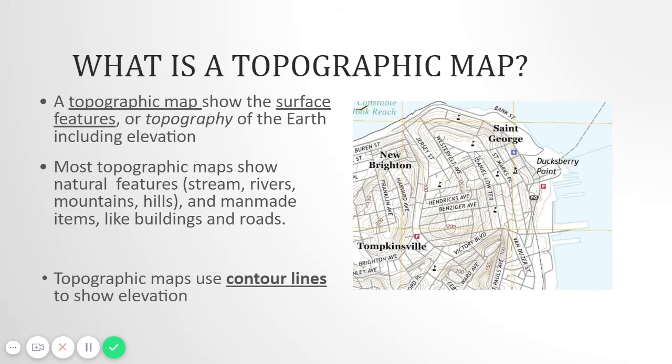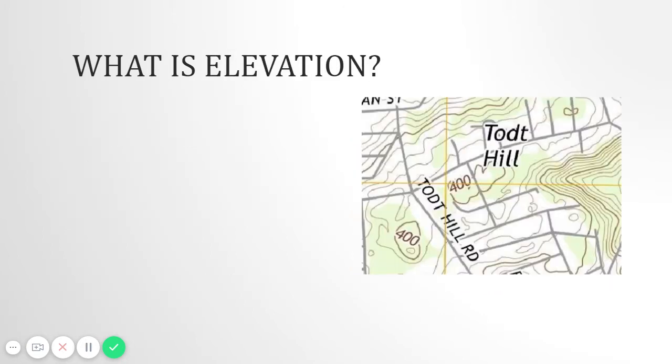And topographic maps use contour lines to show elevation. So these contour lines are really going to be the thing you need to understand the best about contour maps. And as we go through these lessons, we'll get more into detail into how to draw them, how to figure out if there's a bunch of them, what that means, and so on and so forth. Before we get into that, let's just talk about what elevation is.